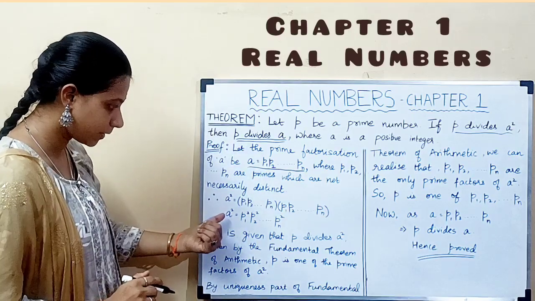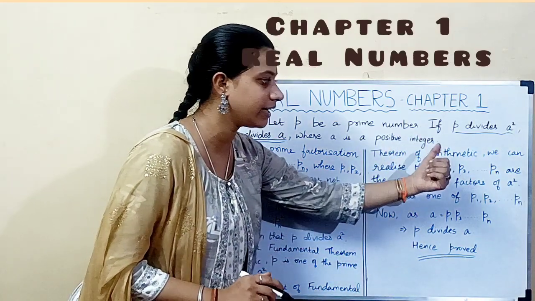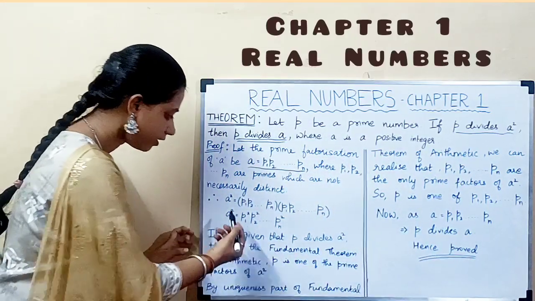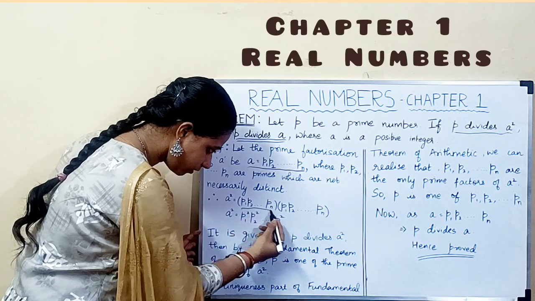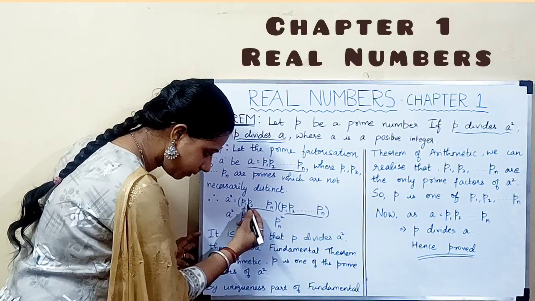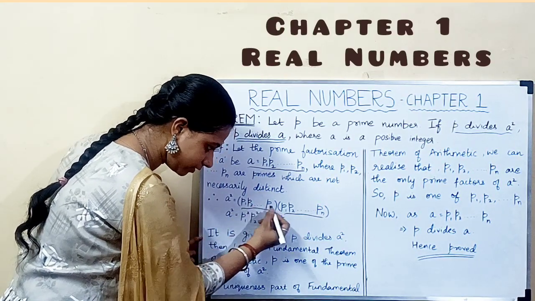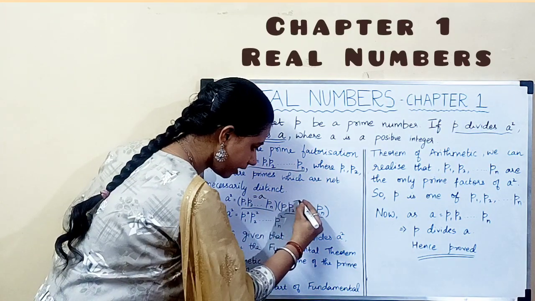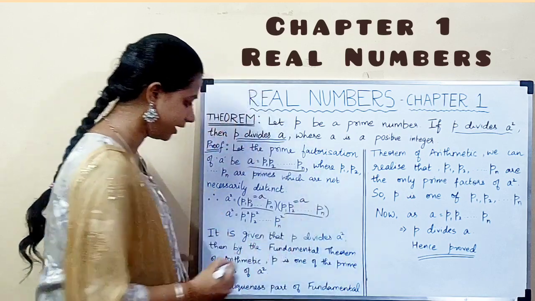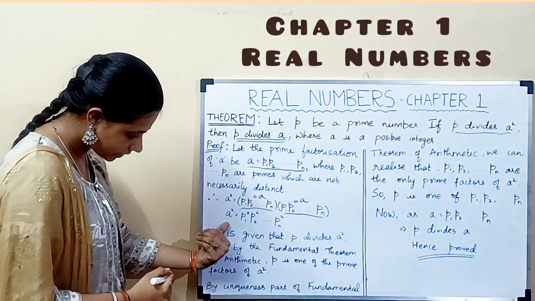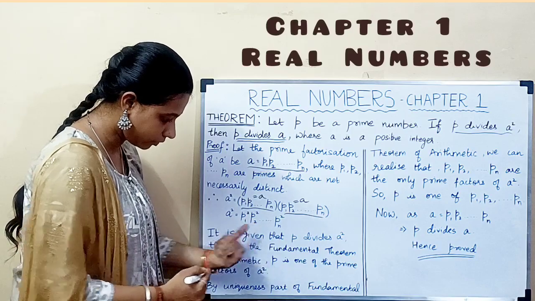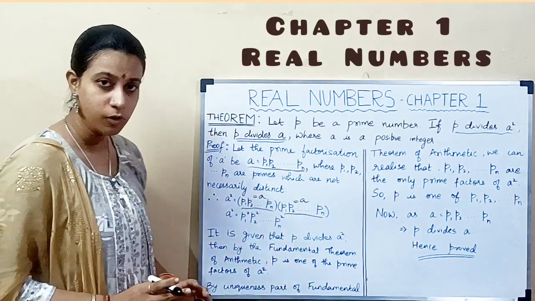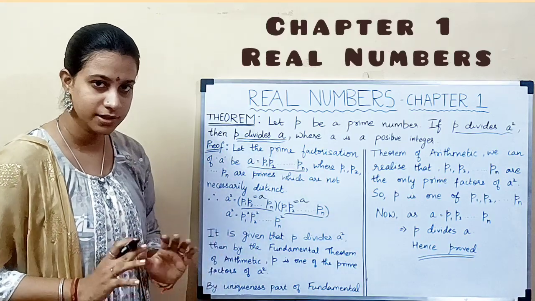Now let's take A square, as we know that P divides A square is the given condition. First we will find A square. A square is equal to A into A, where this product P1 into P2 up to Pn is nothing but A. So we get A square is equal to P1 square into P2 square into ... up to Pn square. We are given that P divides A square.